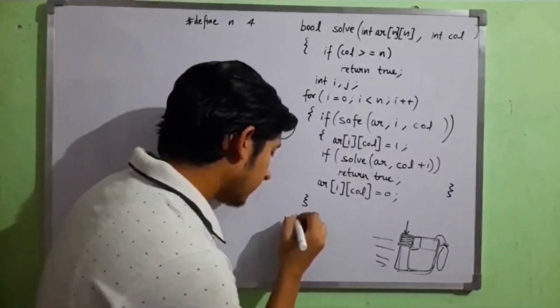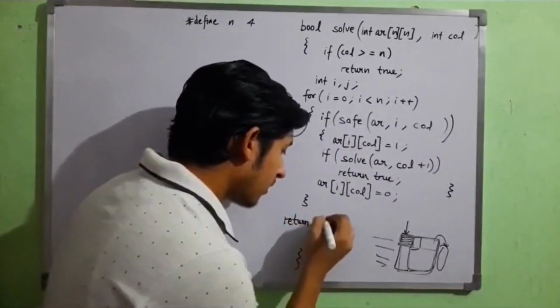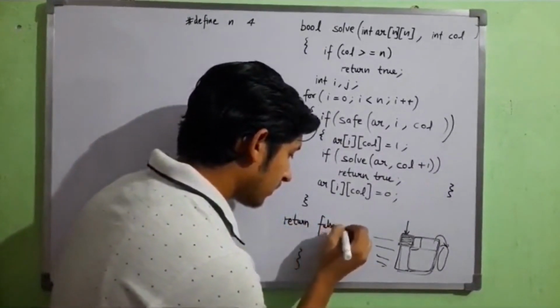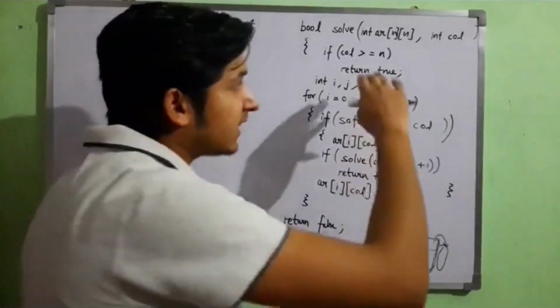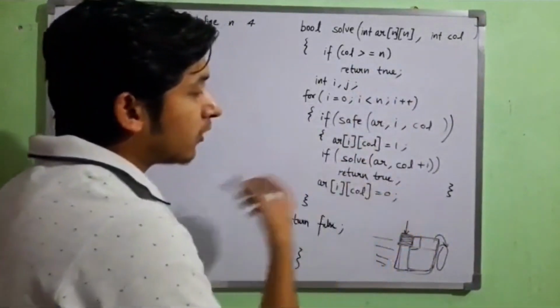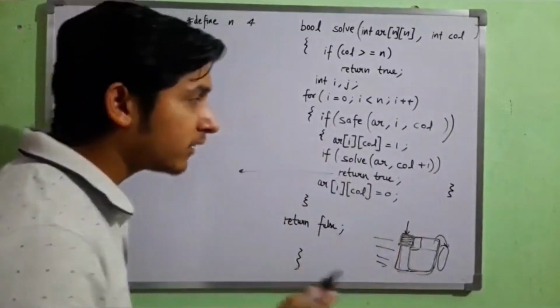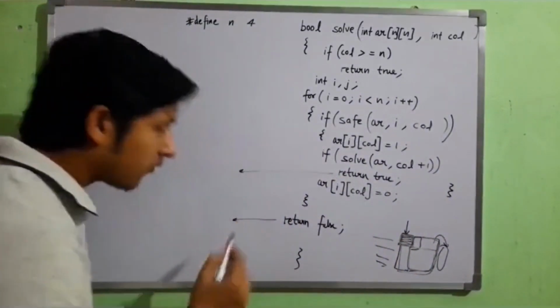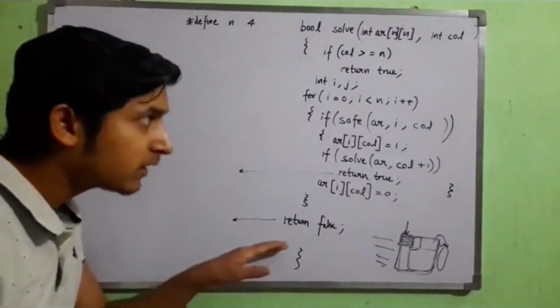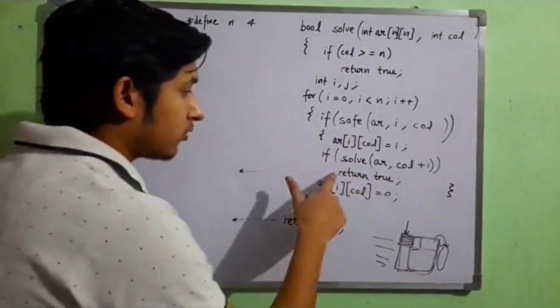But if it could not get any solution till the end, it will return false, meaning no solution exists. So at last it will return false, because if it gets any solution, it will return true from there only by this statement. But if it couldn't find any solution, then it will return false from here at the end of this function.